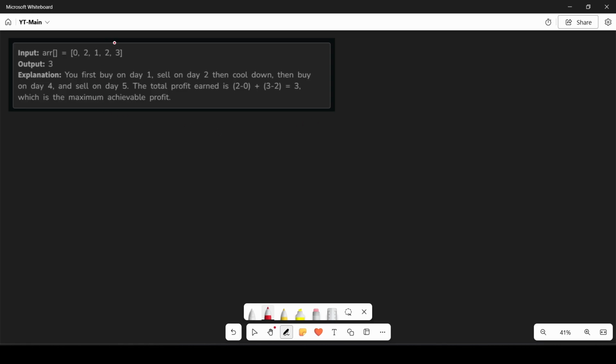Now this is the example they gave us. Here the maximum profit you can make is as follows. So you can buy on the first day. This is the buying price, so we have to pay $0 to buy the stock. To buy we are not paying anything. We sell it the next day and we make $2. So our profit will be 2 minus 0, which will be equal to 2.